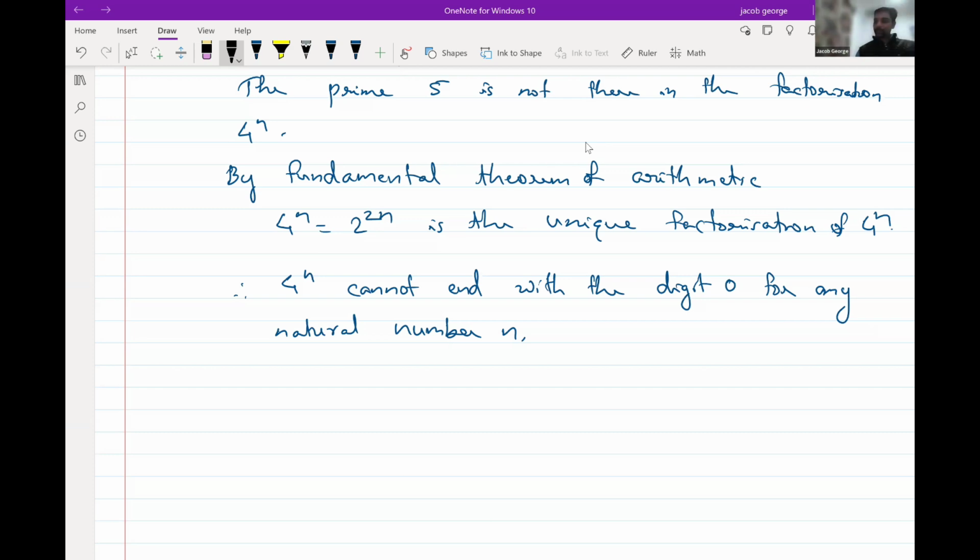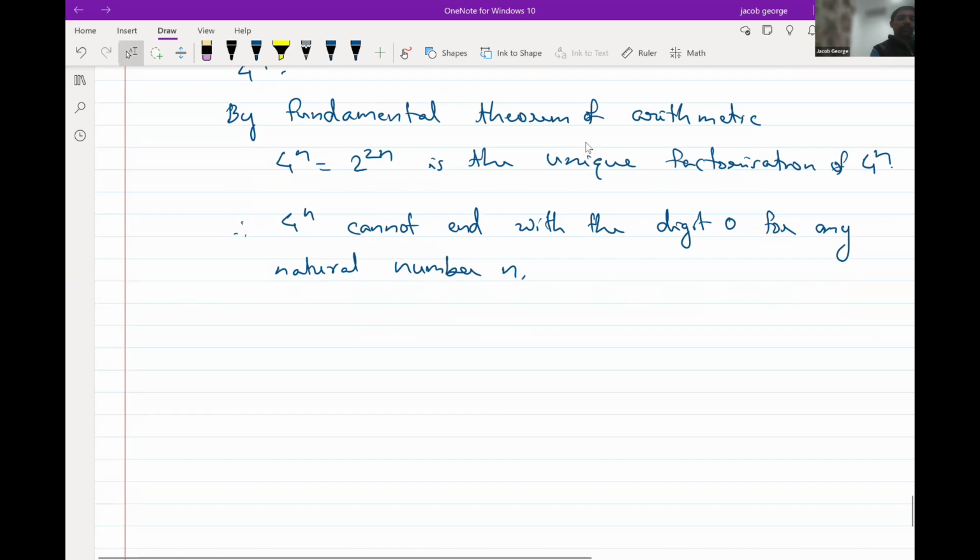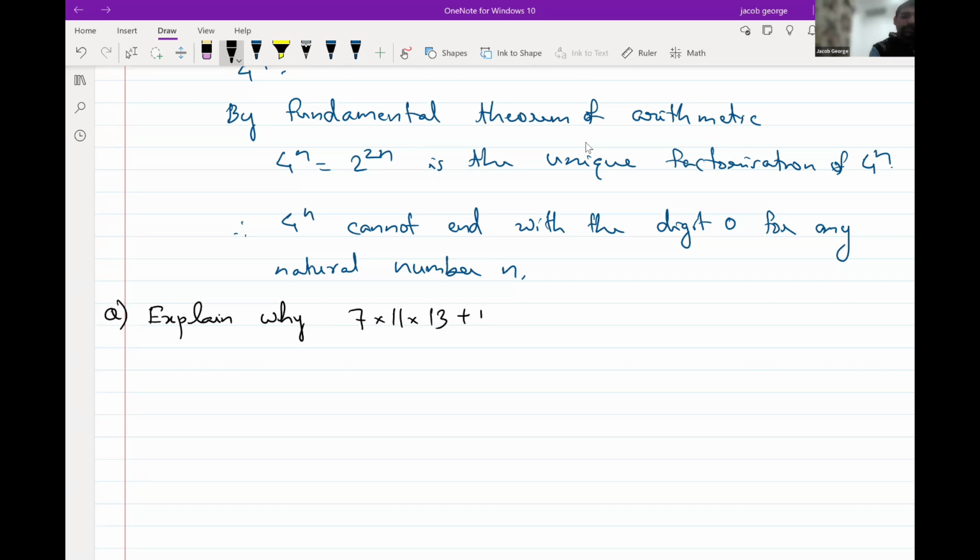Okay, so please write this one. Explain why. Question. Explain why 7 into 11 into 13 plus 13 is a composite number. Right. Explain why this is a composite number.